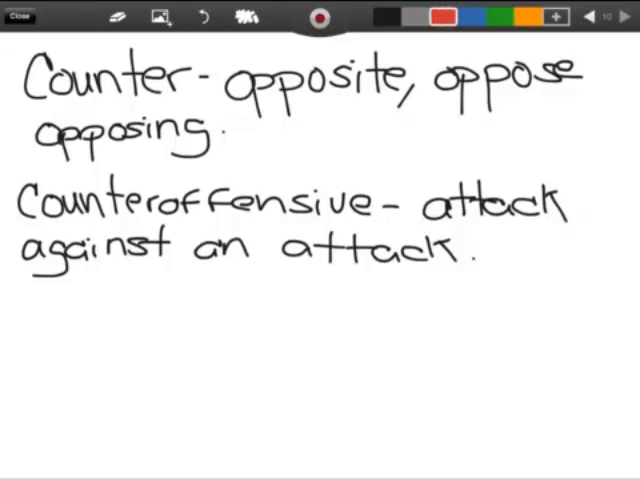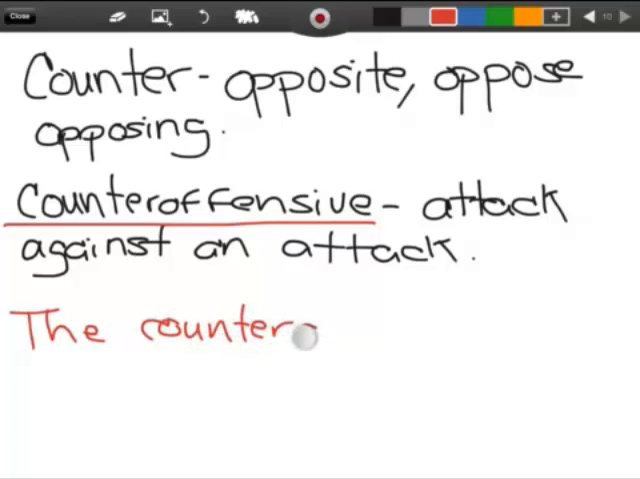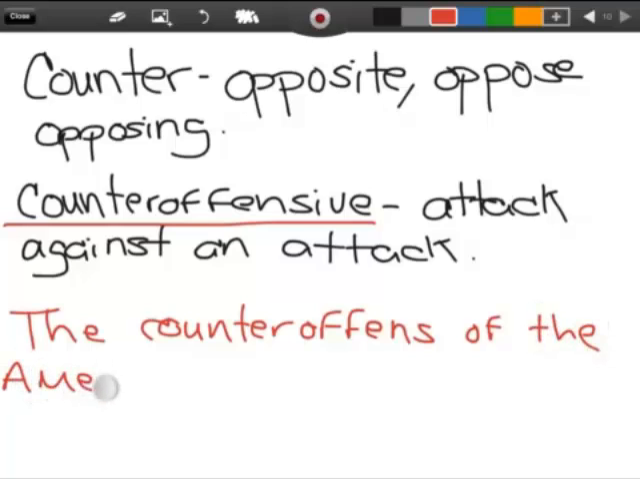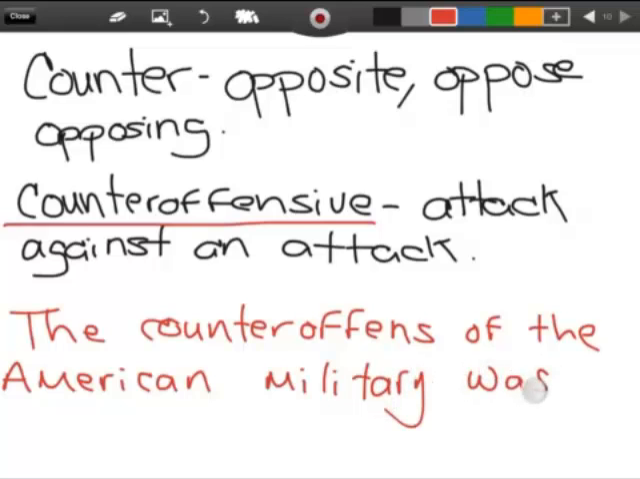I'm going to use this in a sentence. I'm going to say the counteroffense of the American military was brutal. I'm going to read that to you one more time. The counteroffense of the American military was brutal.